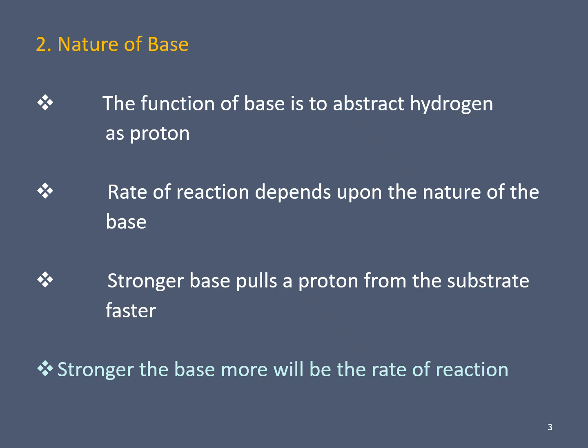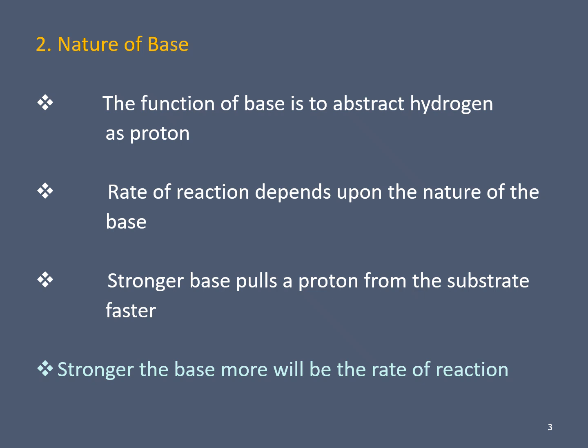So the hydrogen from the beta carbon atom will be eliminated when this elimination reaction, or this dehydrohalogenation, is proceeding. At that time the hydrogen of the beta carbon atom will be eliminated, and the function of the base is to abstract this hydrogen as a proton from the alkyl halide. And because of this, the rate of the reaction depends upon the nature of the base.